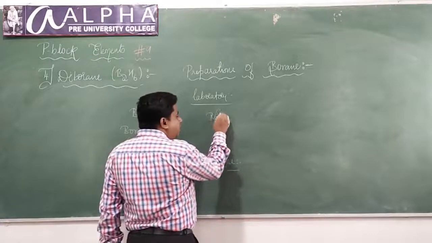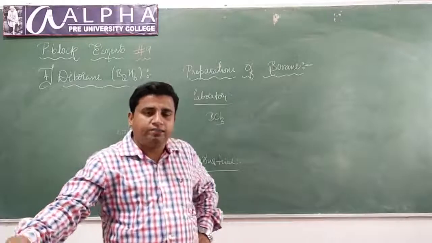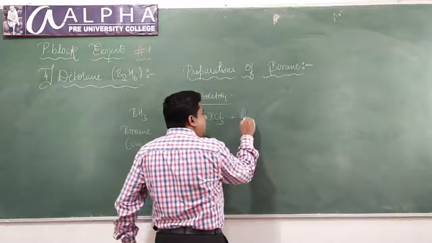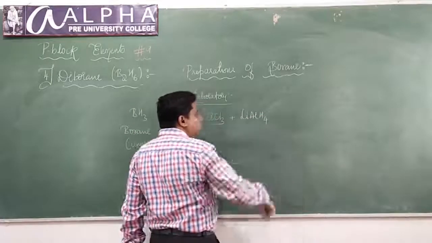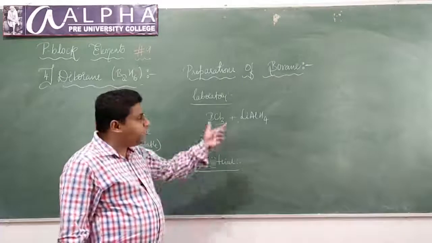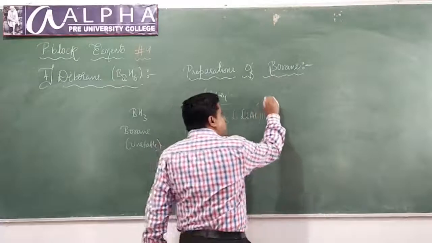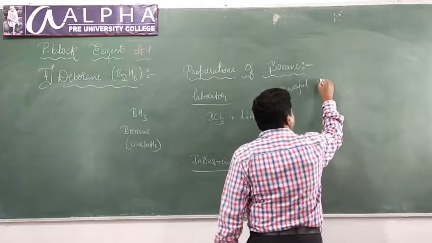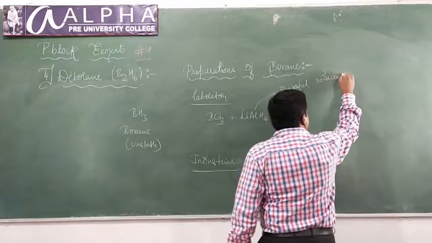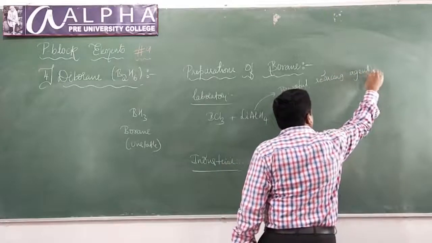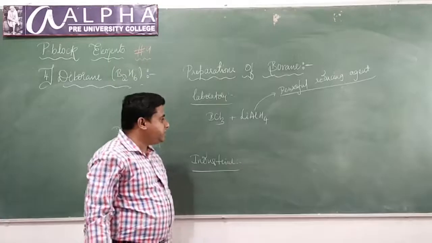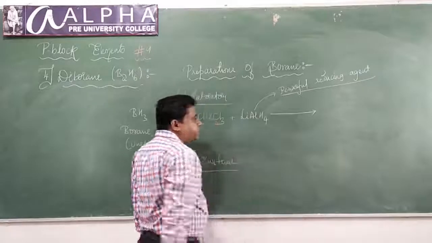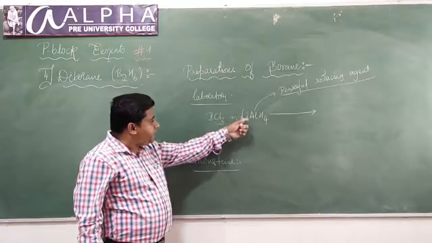When a boron trihalide like boron trichloride is treated with lithium aluminium hydride, LiAlH4, which is a powerful reducing agent, how do you write the product here? Observe the products formed. There is lithium and chlorine.